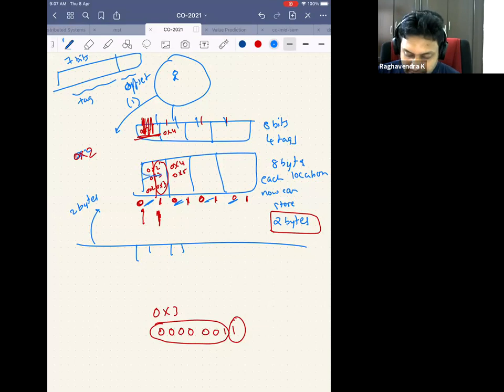If the offset is 0, I read the first byte. If it is 1, then I read the second byte. So this is how I was doing it.